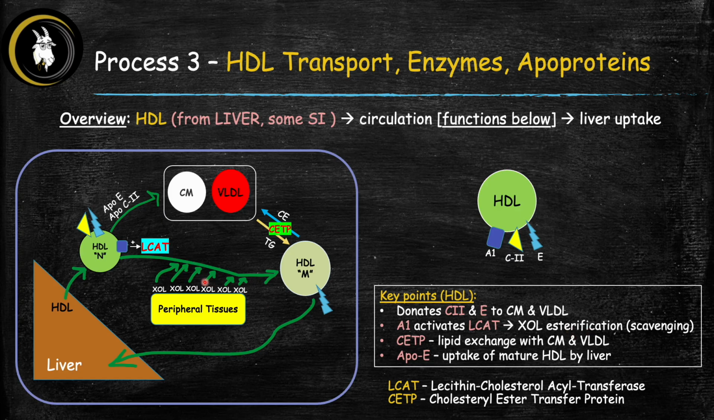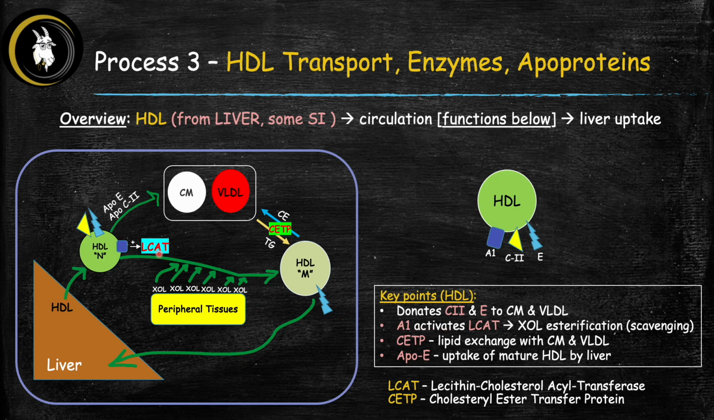What cholesterol esterification does is you can kind of think of it as packing your clothes inside of the suitcase, so it allows the cholesterol in the peripheral tissue to be easily packed inside of the HDL so it can be scavenged. So this is the critical enzyme. LCAT is the critical enzyme that allows for the scavenging or packaging of this cholesterol inside of the HDL, and it requires A1 as its cofactor.